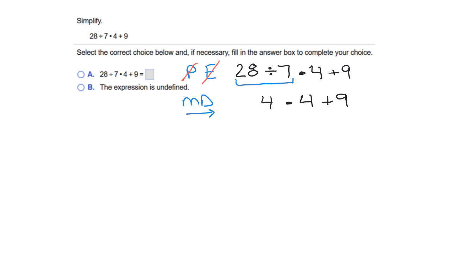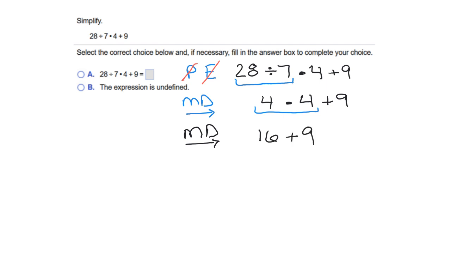All right, so if you remember, I said adding and subtracting is last. So that means I need to repeat this multiply and divide one more time, so that I can complete all my multiplication. So 4 times 4 will give me 16, and then my plus 9 follows.